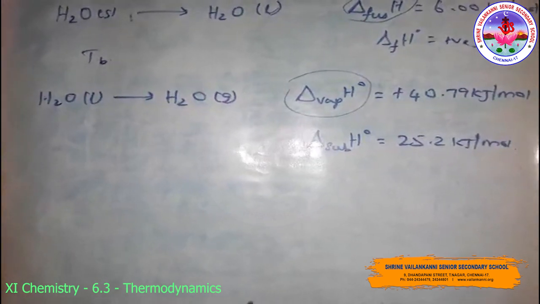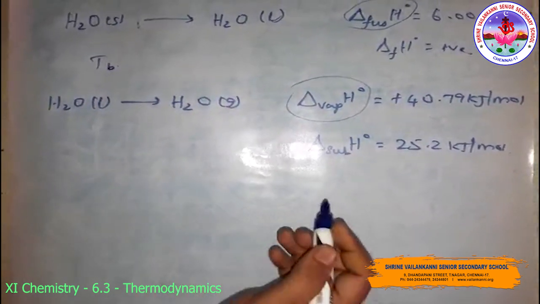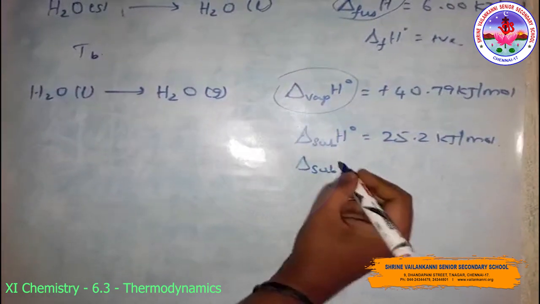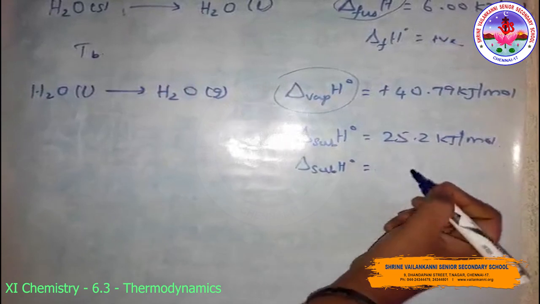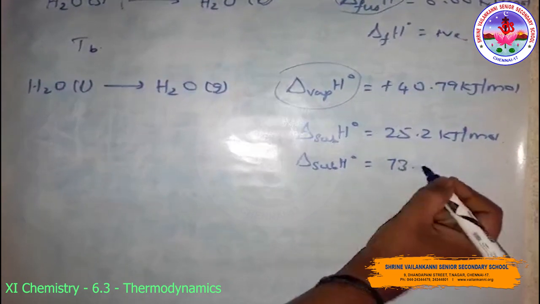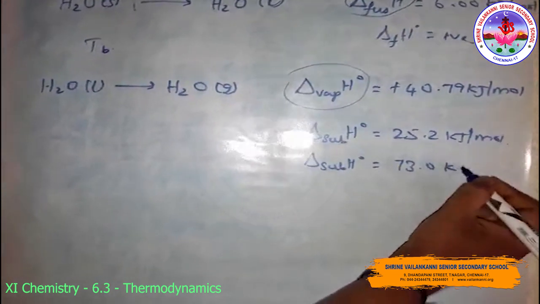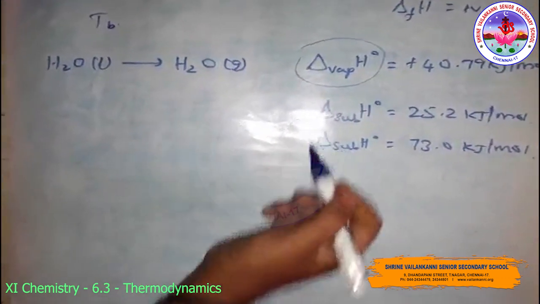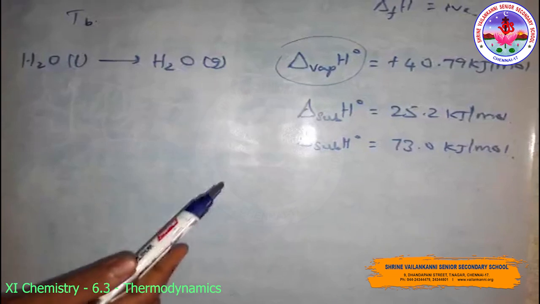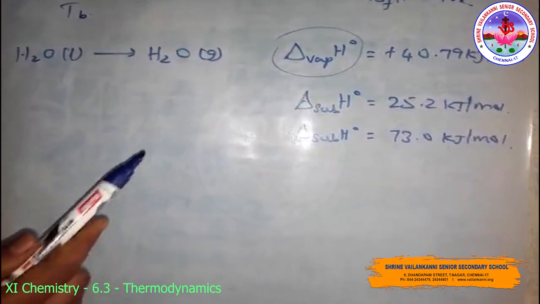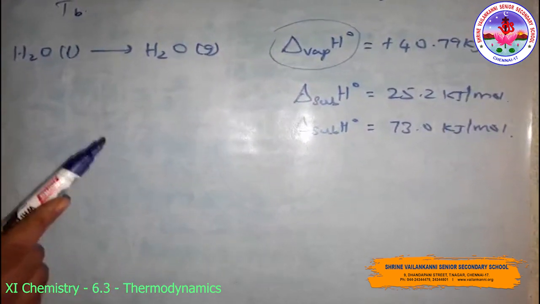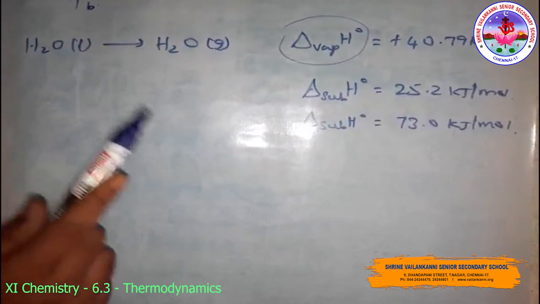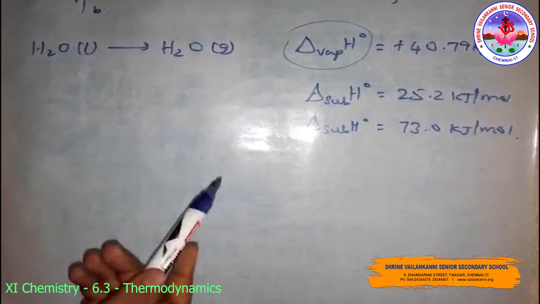Naphthalene sublimates slowly, and for this the standard enthalpy of sublimation, delta H, is 73.0 kilojoule per mole. So this is naphthalene, and this is for carbon dioxide. The standard enthalpy of sublimation is the change in enthalpy when 1 mole of a solid substance sublimates at constant temperature and under standard pressure, that is 1 bar.